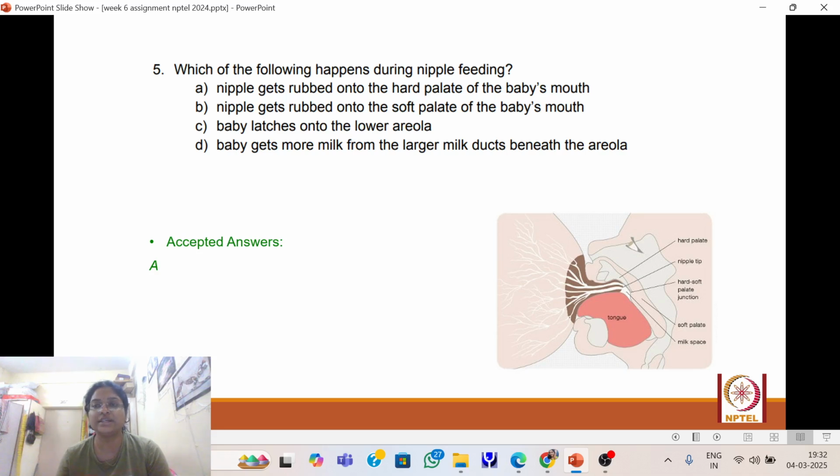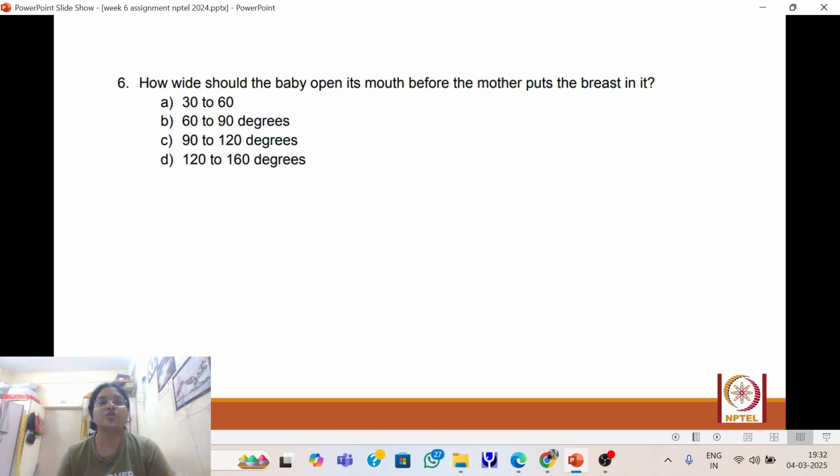I hope you all are clear with the difference now between what is nipple feeding and what is breastfeeding. Breastfeeding is when the baby is actually getting enough breast milk when it is sucking, whereas nipple feeding means it is only attached to the nipple but it is unable to suck the breast milk out properly. Okay. Moving on to the next, how wide should the baby open its mouth before the mother puts the breast in it? 30 to 60, 60 to 90 degrees, 90 to 120 degrees, and 120 to 160 degrees. Start answering.